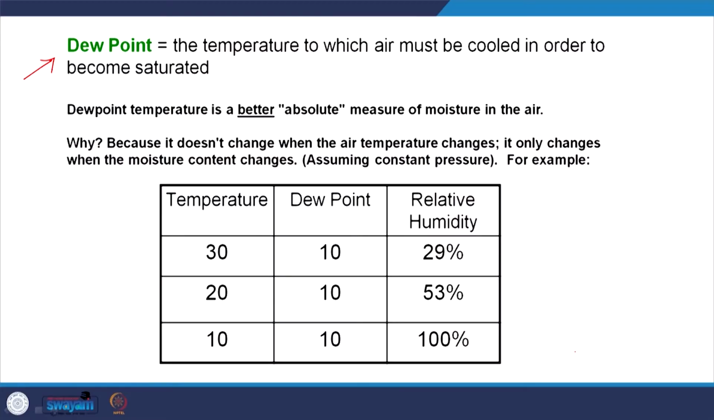Now, we also define another very important temperature, which is called the dew point. The dew point is the temperature to which air must be cooled in order to become saturated. One very important thing we have established is that the amount of water vapor that can be held by the air parcel is dependent on the temperature. Depending on the amount of water vapor, we cannot say whether saturation is reached. For saturation to happen, the amount of water vapor has to be of some ratio with respect to the maximum amount of water vapor.